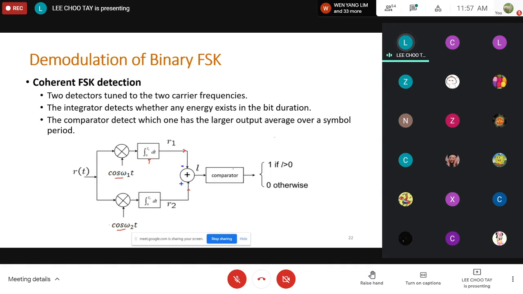Same thing, I compare here. Is my voltage greater than 0? Greater than 0, then that means it's a binary 1 that I receive. If the voltage is negative, because the zeros go into the negative input here, that means the bit that I receive right now is actually a 0, if the comparator input is negative.